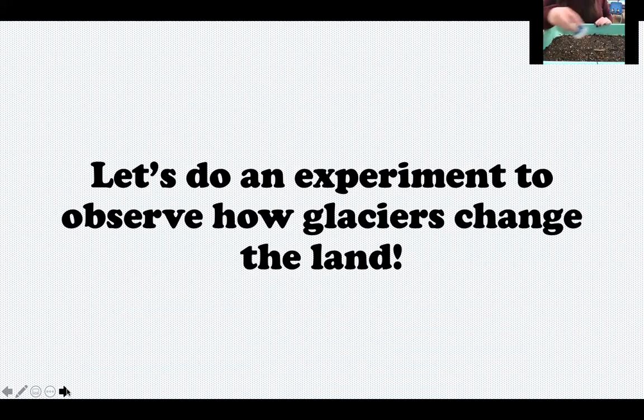So what I'm going to do is slowly move this glacier across my land, through my land, looking for examples of weathering, erosion, and deposition that are being caused as this glacier moves across the land. So I'm going to start right here up at the top. And glaciers move very slowly. They move only 1 or 2 centimeters per year. So I'm going to move my glacier very slowly, watching to see how my land is changing.